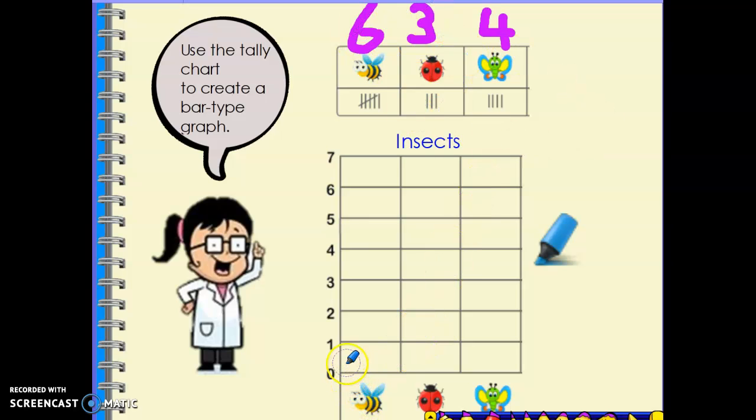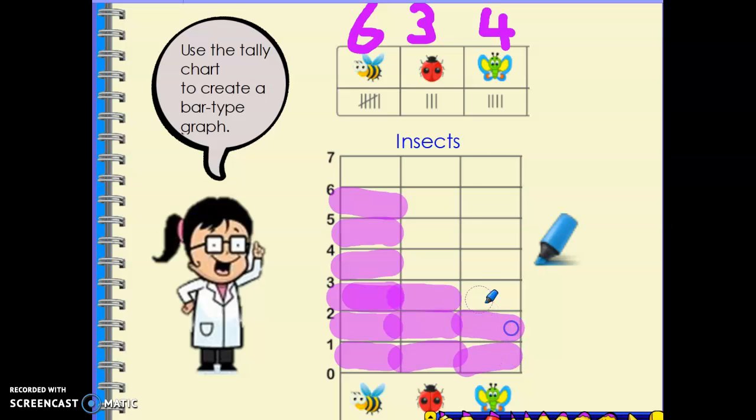So B, I need 6. 1, 2, 3, 4, 5, and 6. The ladybug, I need 3 votes. 1, 2, 3. And the butterfly has 4 votes.